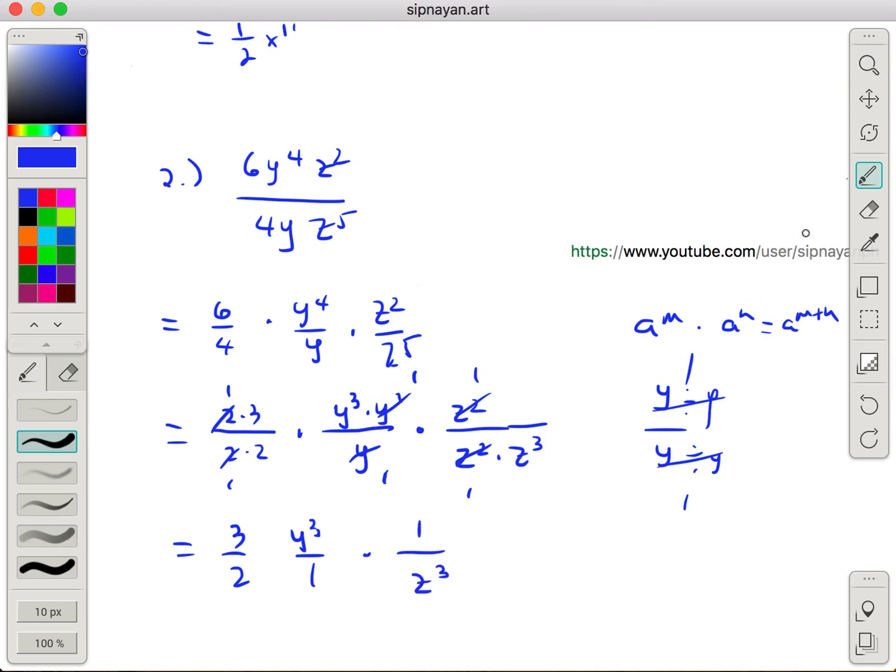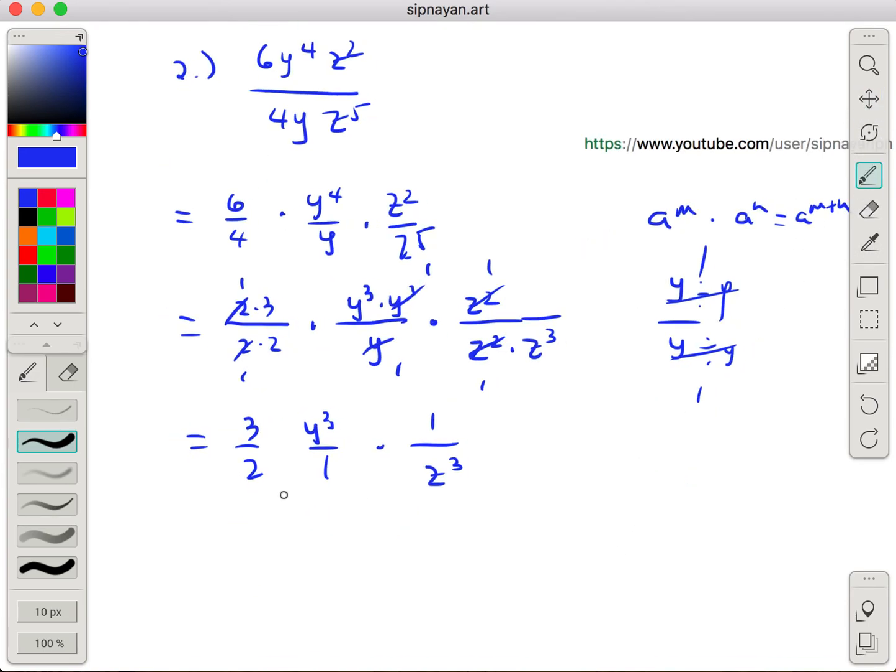And, pag na-simplify na natin, pwede na natin pagsamasamahin. Di ba, minumultiply lang naman lahat ng nasa taas at lahat ng nasa baba. So, 3 times y cubed times 1 is 3y cubed over 2 times 1 times z cubed is 2z cubed. Okay, so ito na yung pinakasagot natin.